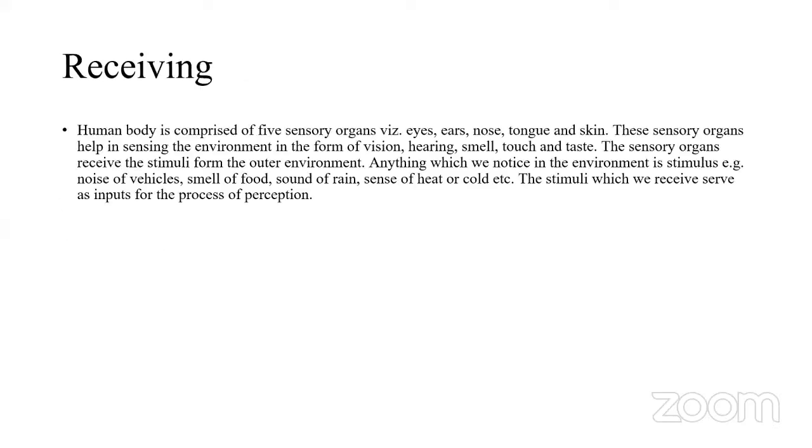But there are steps in the perceptual process. Perception just doesn't happen like that. There are a series of 4 steps that you need to understand. What are those 4 steps? Receiving, selecting, organizing, interpreting. Okay? Receiving, selecting, organizing, and interpreting. Now let us try to understand what is receiving.